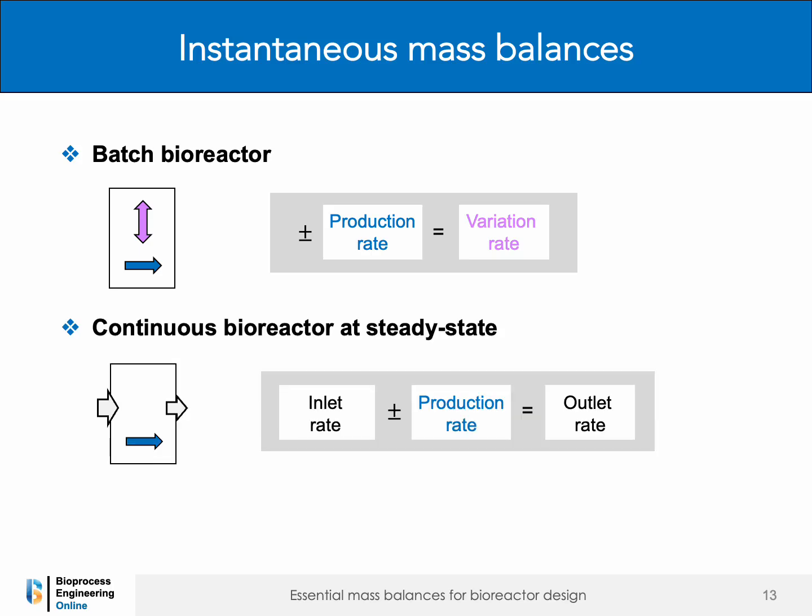In continuous operation at steady state, the variation rate term becomes zero because the internal mass remains constant with time. The instantaneous balance relation then simplifies to inlet rate plus or minus production rate equals outlet rate.